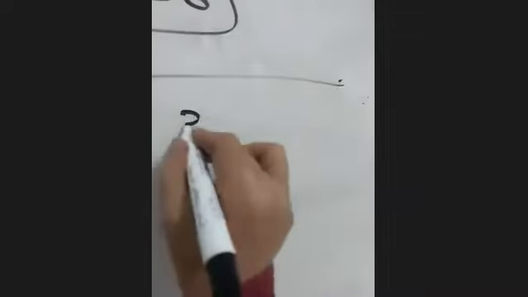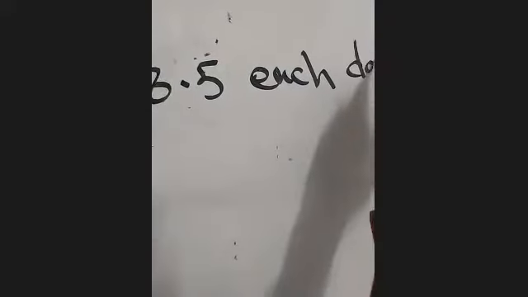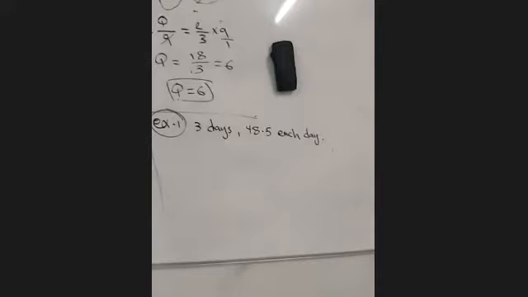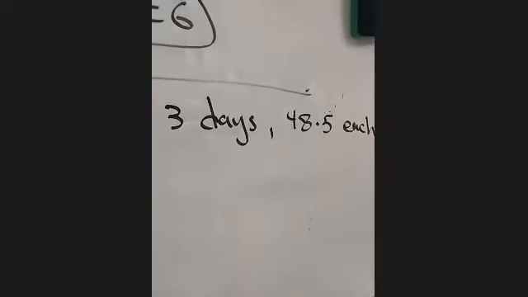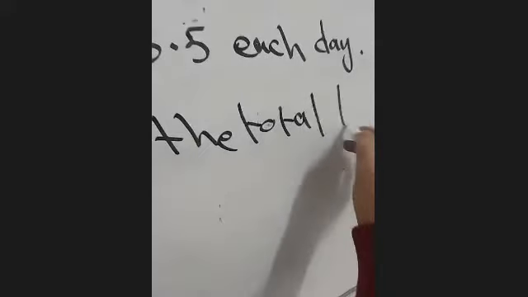So we have 3 days, and each day we have 48.5 miles per day, right? What was the total distance he rode? Do we know the total distance? No. So what we'll say, let D be the total distance he rode, right?